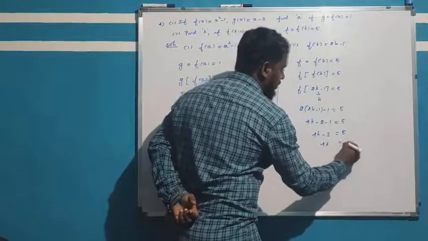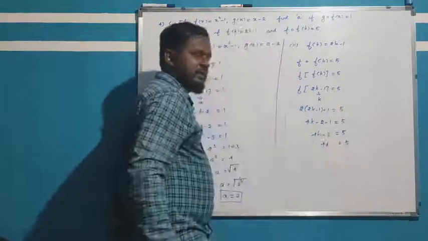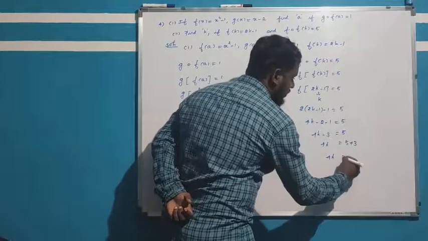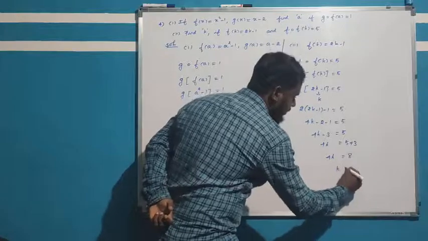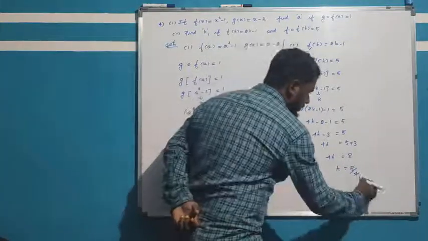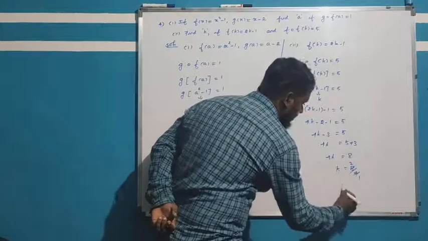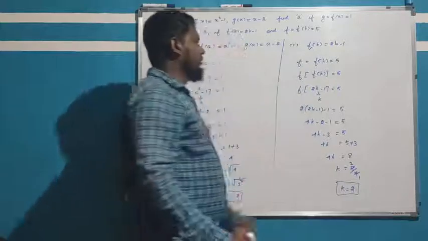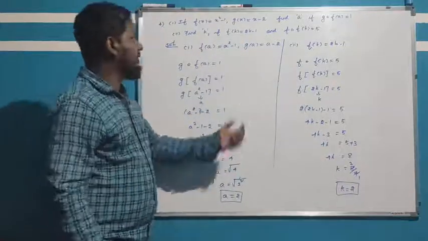Then 4k is equal to 5 plus 3, taking the minus 3 to the other side means plus 3 will come. So 4k is equal to 8. Then k is equal to 8 by 4. 1 four is 4, 2 fours are 8. So what is the value of k? The value of k is 2. So in this way we can find it.